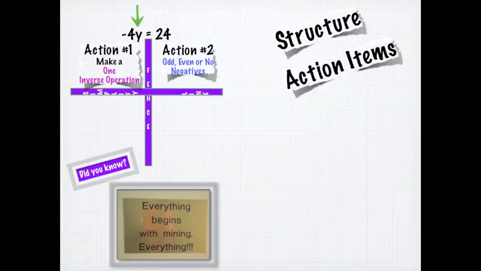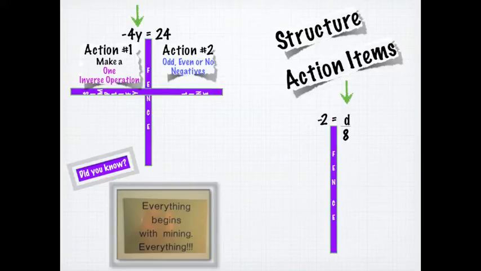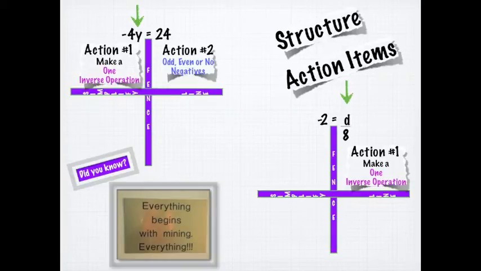And what if you see a variable being divided by a number? That's right, just follow the same steps. Draw your fence, but this time make a 1 on the variable side by multiplying by the reciprocal. Draw a simplify line, then calculate using the multiplication integer rules. Now let's work the problems.